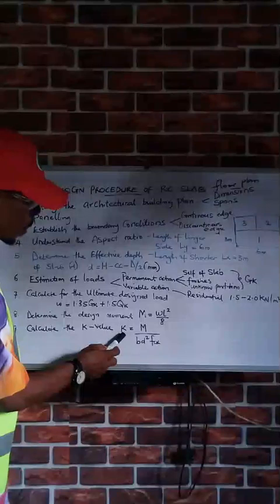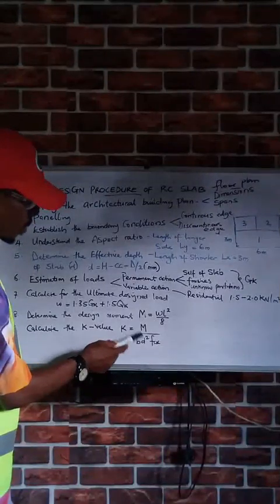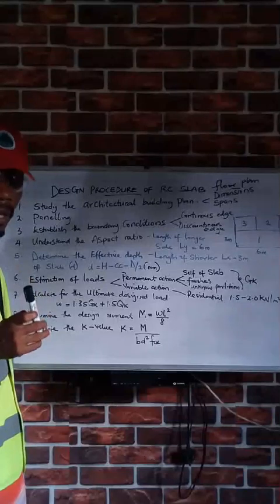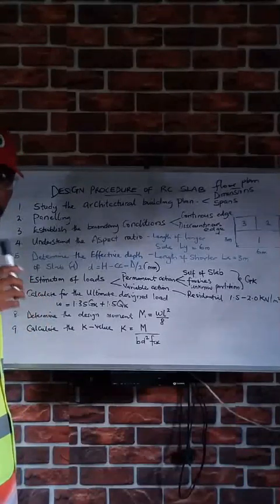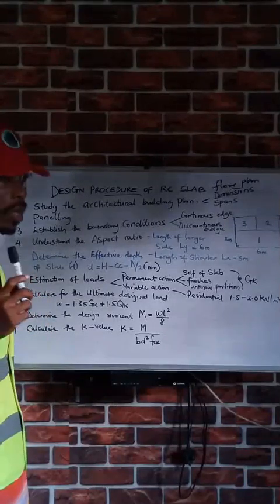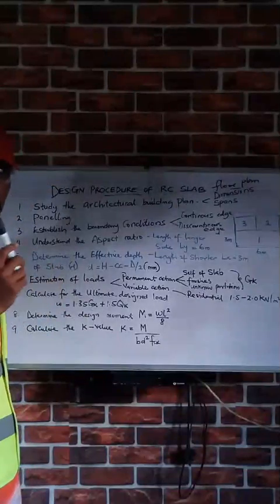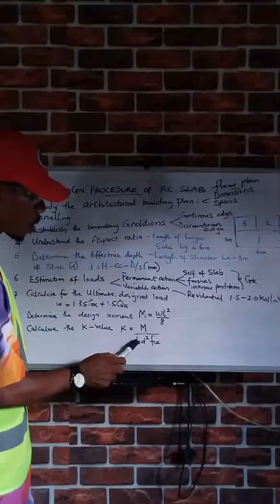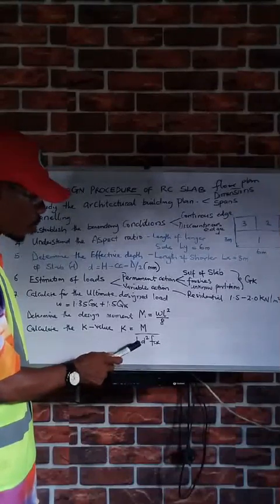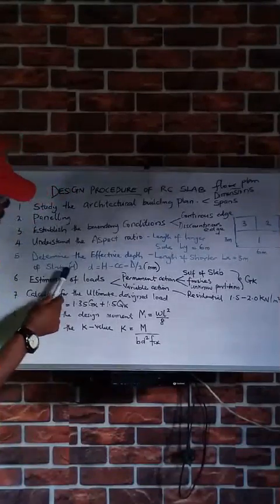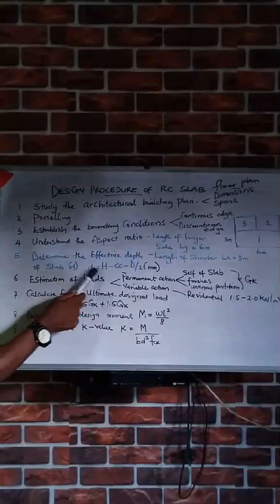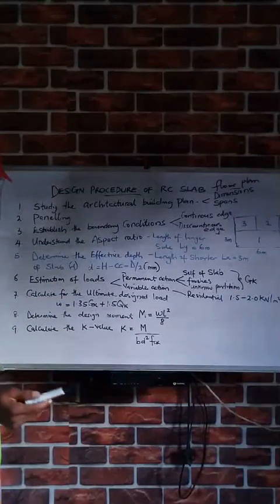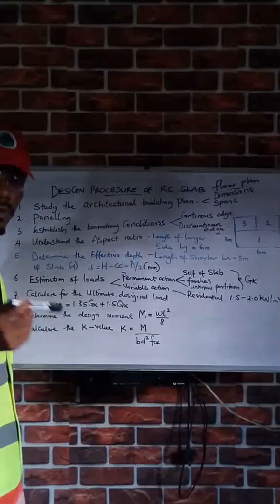So your K value has to do with your moment divided by your B. Your B becomes the breadth of your slab, because in slab we consider per meter run, which is 1 meter run. In this case, the 1 meter will be converted to millimeter, it becomes 1000 millimeters. So that is what you substitute for your B. Then your D becomes the effective depth that you have calculated here.